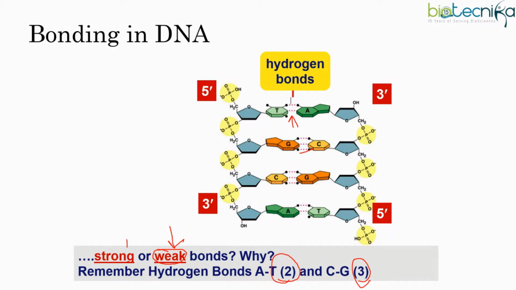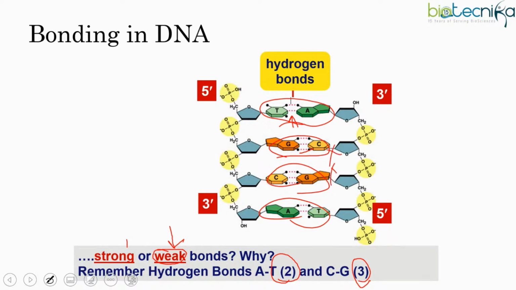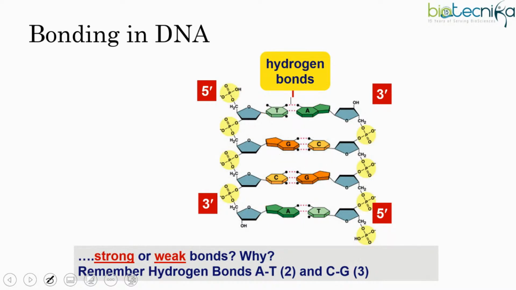So, however many AT pairs there are in the DNA, it's not necessary that an equal amount of GC also has to be there. You can have more AT bonds in the DNA, or you can have more GC bonds in the DNA. Don't forget that AT pairs are stabilized by two hydrogen bonds. That means these bonds are weaker than the GC bonds. GC bonds are stronger.